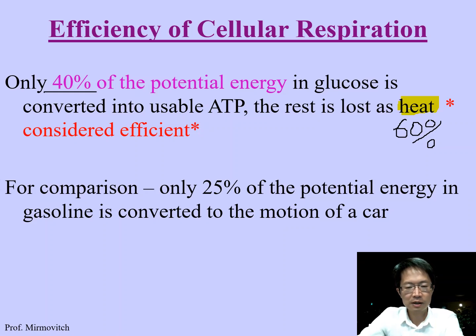On the other hand, they said that the potential energy is converted to motion of the car. Yes, gasoline. Only 25% makes the car move. In other words, at first we thought that with 40% of the food converted into ATP, that is low, but it is actually lower for us to drive the car with gasoline.